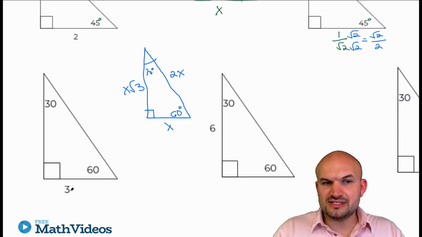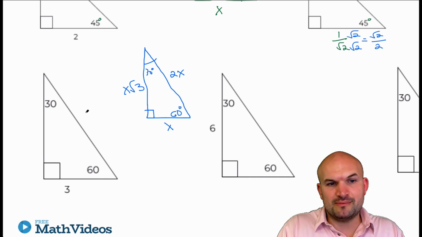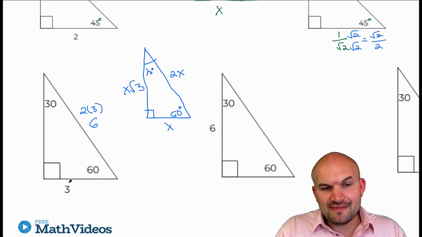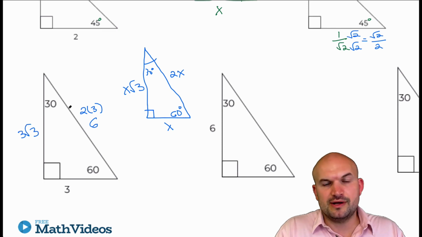So in this case, you can see, for the first example, we have 3. Well, if I know that the short leg of a 30, 60, 90 is 3, then I know that my hypotenuse is just going to be 2 times 3, which is equal to 6. And then to find the long leg, I'm just going to take my short leg and multiply it by the square root of 3. So that becomes 3 square root of 3.